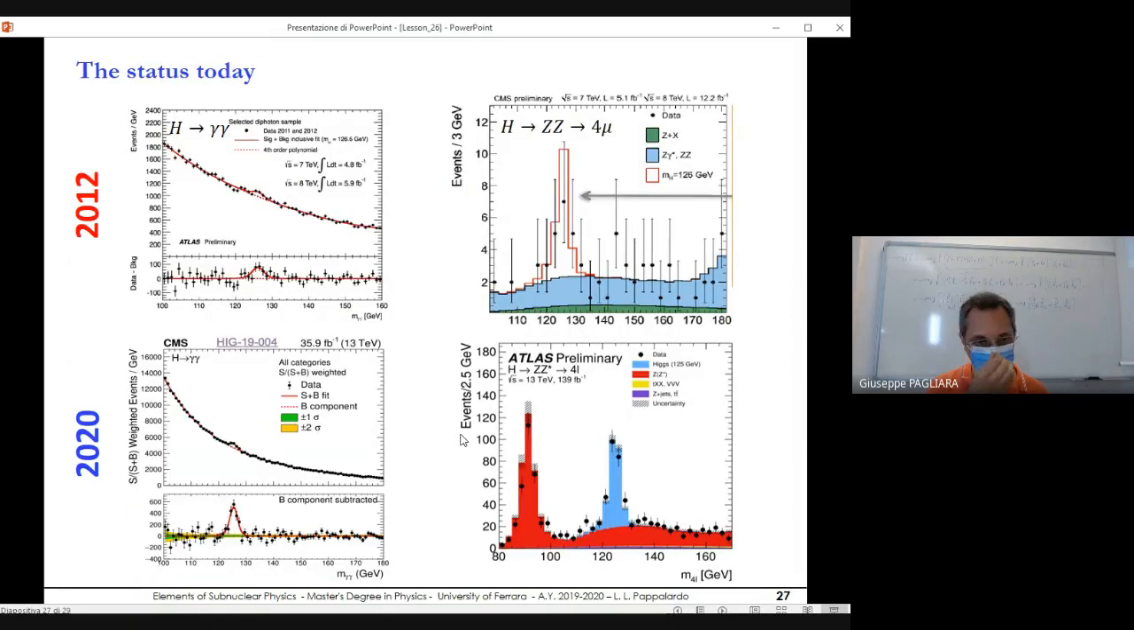Of course, the search is continuing. The Large Hadron Collider is continuing to take data, and this is a more updated situation in 2020, where you see the significance of the peak is much higher in both channels. This is still the 2 photon, this is still the 4 lepton channel.